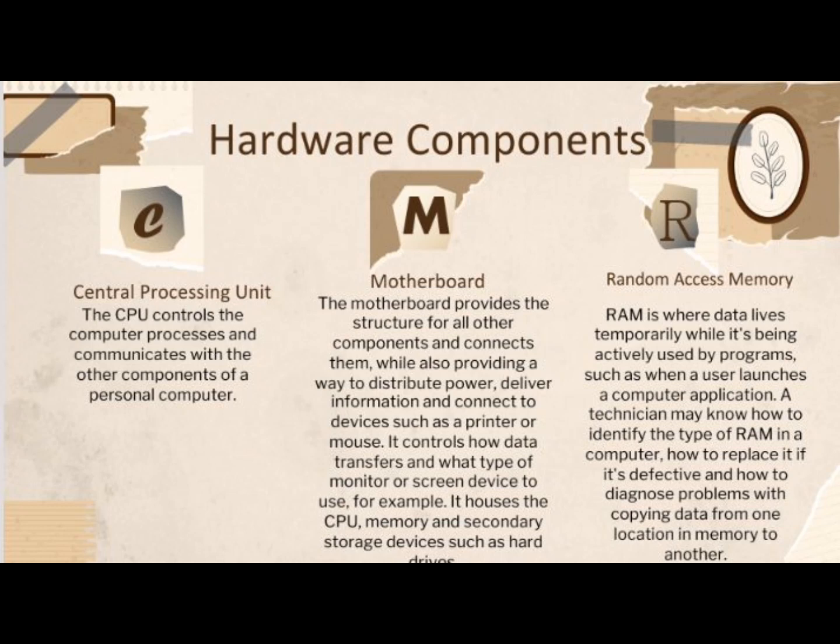Random access memory. RAM is where data lives temporarily while it's being actively used by programs, such as when a user launches a computer application. A technician may know how to identify the type of RAM in a computer, how to replace it if it's defective, and how to diagnose problems with copying data from one location in memory to another.